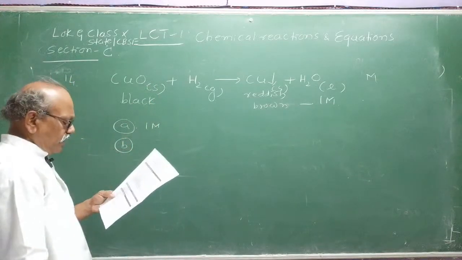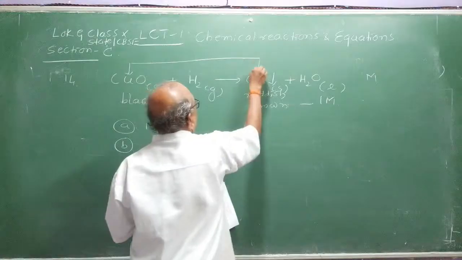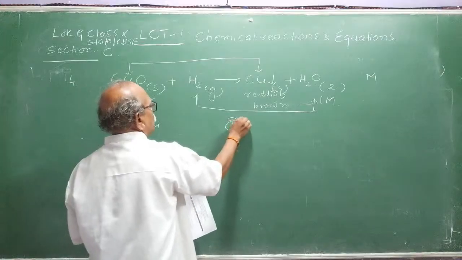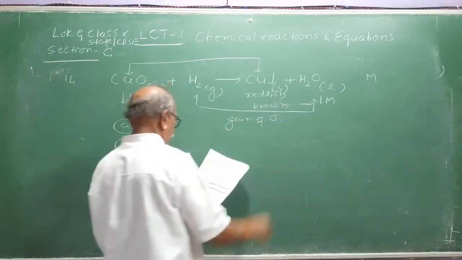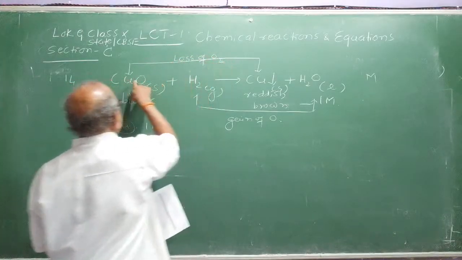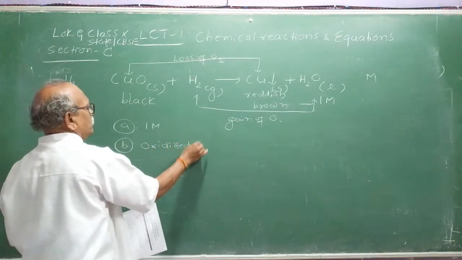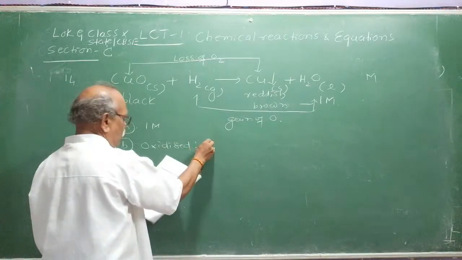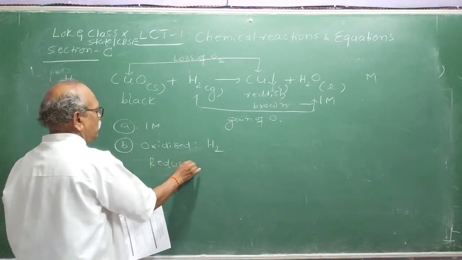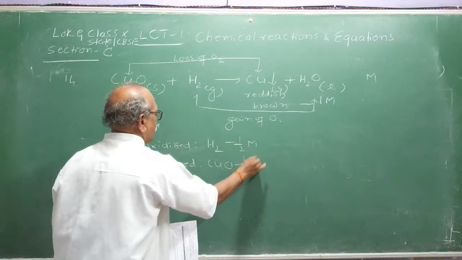B. Identify the substance oxidized and the substance reduced. You can do the arrow mark. Observe here, hydrogen is converted to water. Here it is gain of oxygen; here, loss of oxygen. Gain of oxygen is oxidation. Name the substance oxidized: hydrogen is oxidized. Next, reduced: cupric oxide. If you write this, you will get half mark.